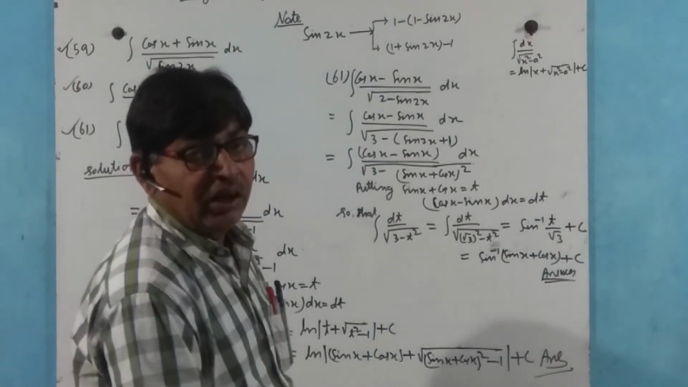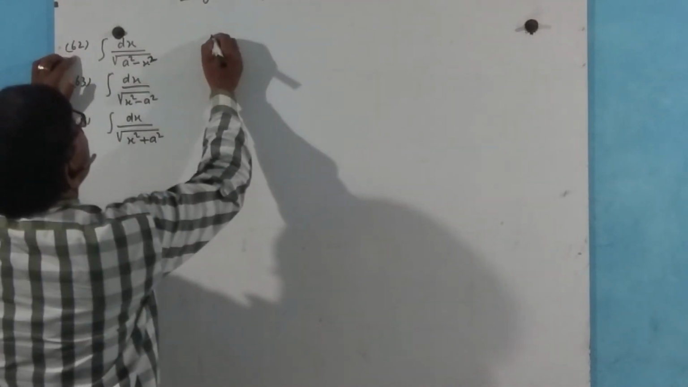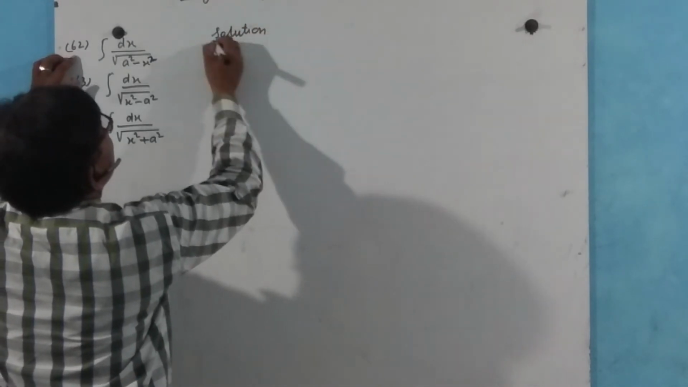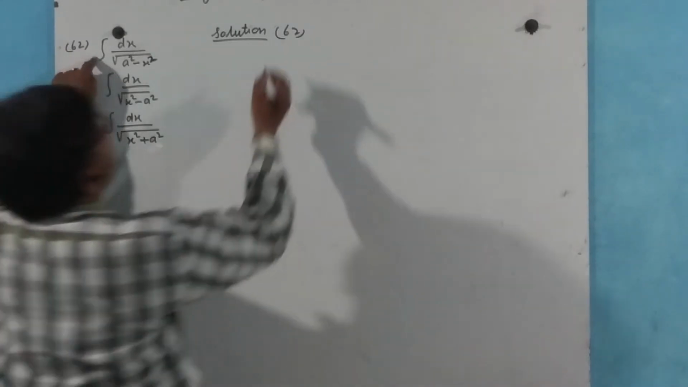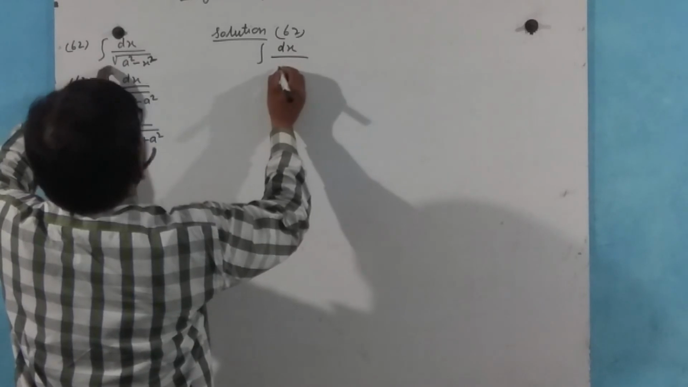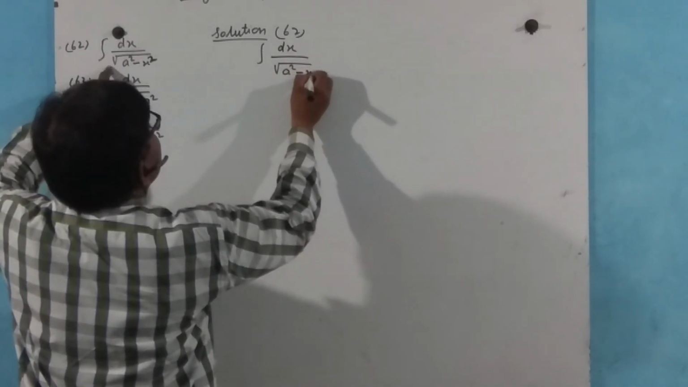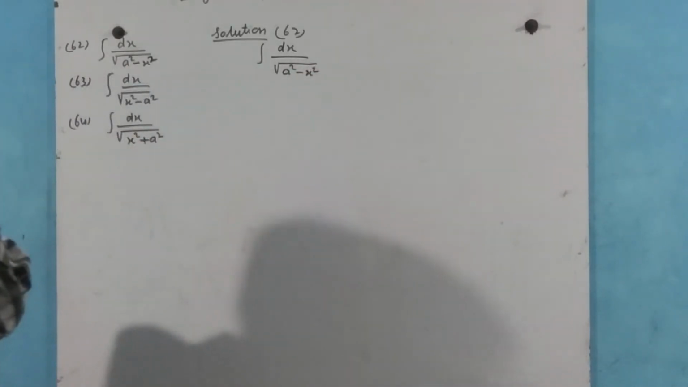Now we take another example here. Now here, question number 62. Solution: integration of dx divided by under root a square minus x square here.